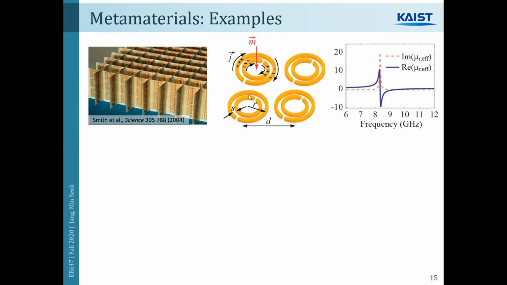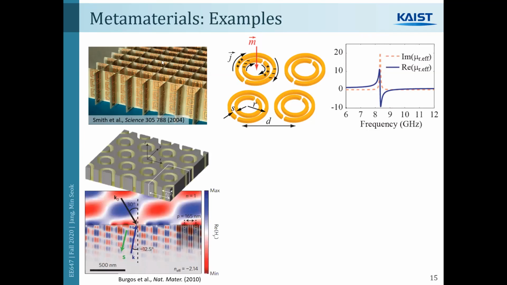Okay, and by using this type of structure, you can engineer the magnetic permeability from positive to negative, which has never been possible with real natural materials. And you can also do a similar thing at visible frequencies by using much smaller structures. And you can see here, light is impinging on the structure with a 30-degree incidence angle, but it's refracted with a negative angle, unlike typical refraction, which is a positive angle.